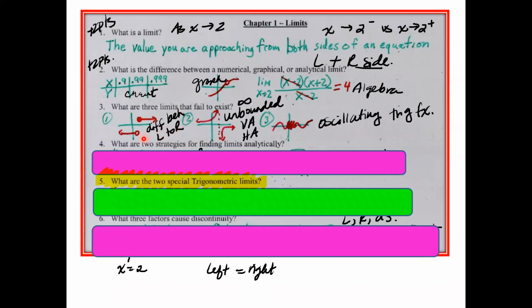One is different behavior from left to right. As you're approaching the left, you go down to a negative number. As you approach from the right, you're going to a positive number. Unbounded, which is involving vertical and horizontal asymptotes.